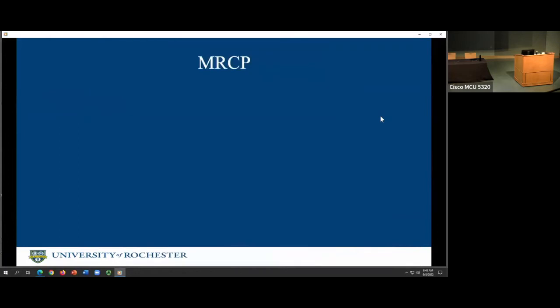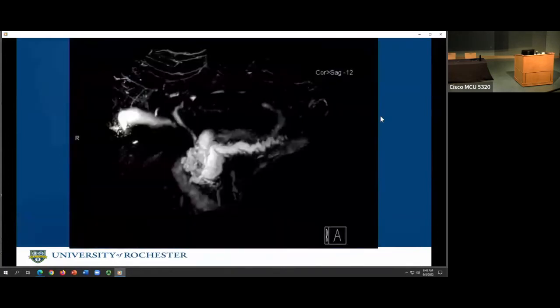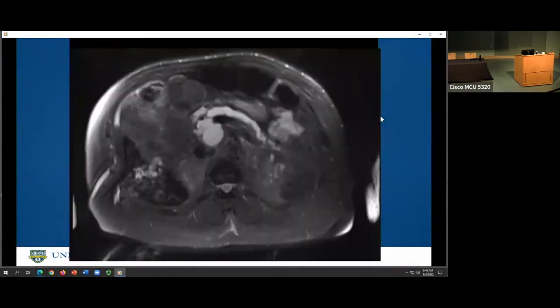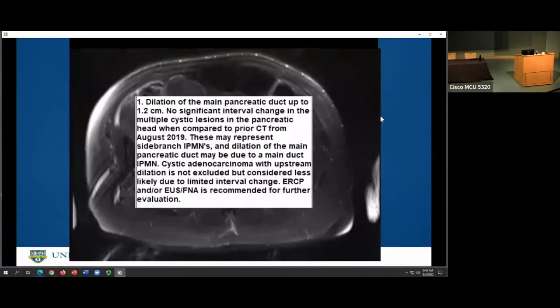and the pancreatic duct was normal. He did undergo an MRCP, which again revealed significant dilation of the pancreatic duct, as you can see on these images. The official reading was a dilation of the main PD to 1.2 centimeters and no significant interval change in multiple cystic lesions in the pancreatic head when compared to the prior CT. The final suggestion was a probable side branch IPMN with dilation of the main duct. However, cystic adenocarcinoma could not be excluded, and an ERCP and/or EUS was recommended for further evaluation.